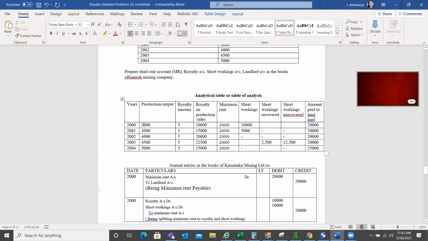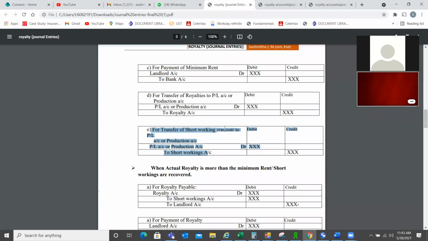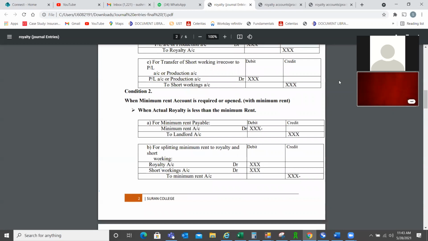Next year, that is in 2001, the production or output is 3000. So 3000 of output they have given, and the royalty rate is 5. Royalty on production is 15,000, and the minimum rent is 20,000. Can you tell me, is the royalty on production less than the minimum rent or more? Royalty is less than the minimum rent, ma'am. Yes, good. If royalty is less, does condition 1 apply or condition 2 apply?